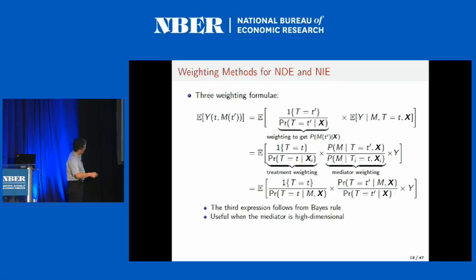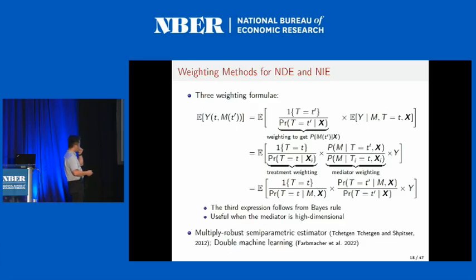But what's funny is that the treatment is regressed on the mediator and x in this case. But that comes from the Bayes rule. There's a lot of literature on this sort of estimation problem. There's the multiply robust, semiparametric estimator leveraging this type of representation, and I think there's even double machine learning if people want to use machine learning techniques.